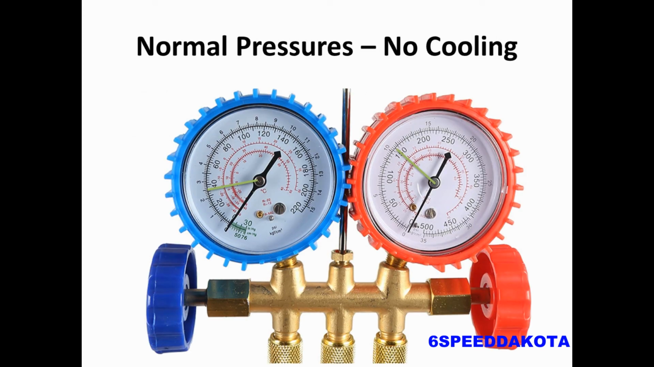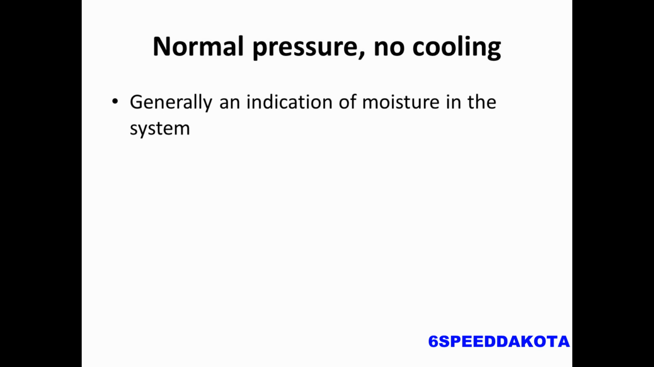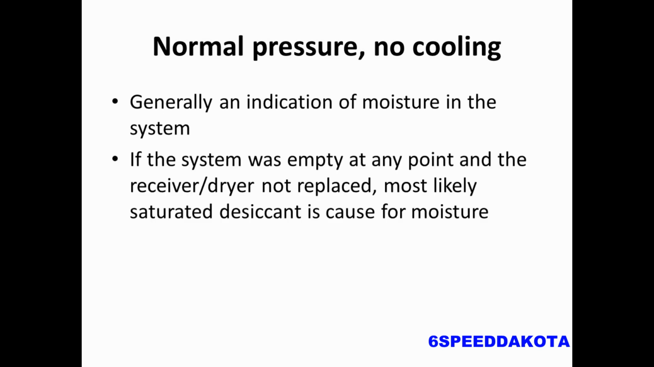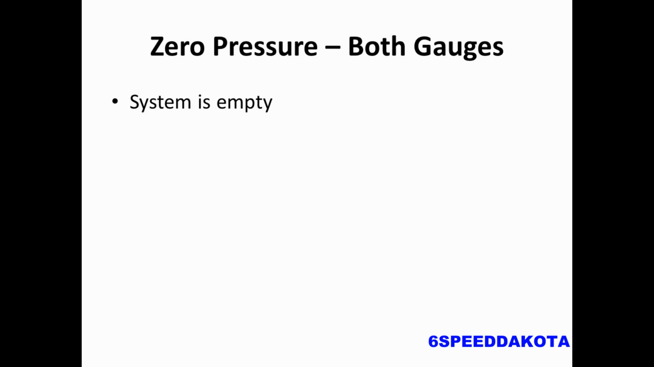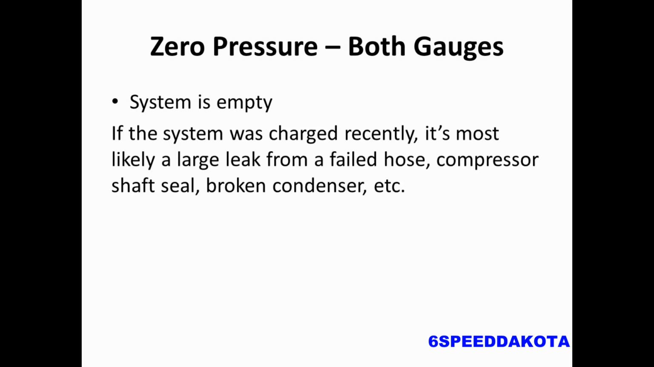If we have normal pressures but no cooling, it's most likely an indication of moisture in the system. If the system was completely empty at any point and the receiver dryer wasn't replaced, the desiccant's probably completely saturated. If we have no pressure on both gauges, the system's empty, plain and simple. If the system was charged recently and now it's completely empty, you most likely got a very large leak from either a failed hose or a failed compressor or a broken condenser or something like that.